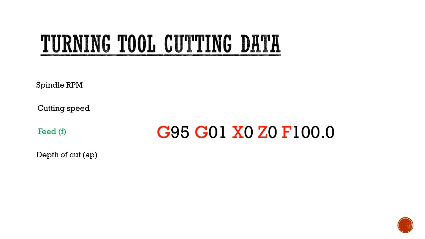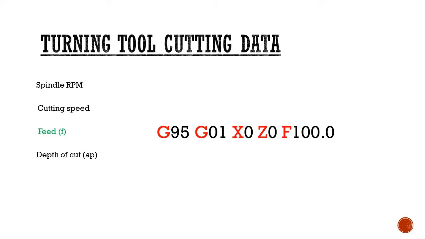Feed is the speed of tool movement, and in lathe operations, it is defined by a distance that a tool moves per revolution of the spindle. Therefore, in lathe CNC, G95 is used, which means feed is defined as millimeters or inches per revolution. On the other hand, in mills, usually G94 is used, which means feed is defined as millimeters or inches per minute.